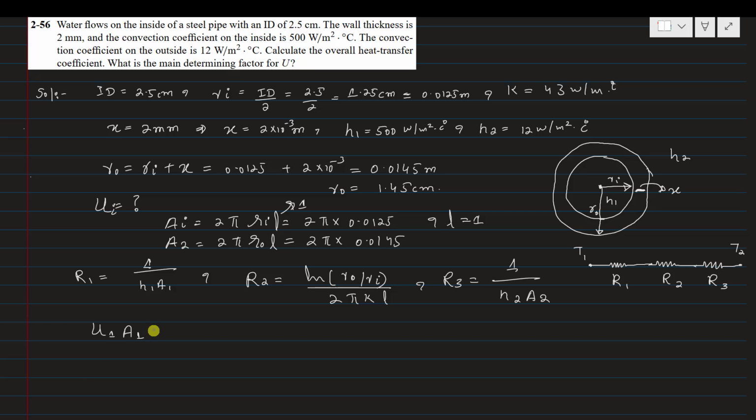Now the overall heat transfer coefficient based on the inside surface area is equal to 1 divided by the total resistance offered to the heat transfer, that is R1, R2, R3. So R1 is equal to 1 divided by H1 A1, A1 being the surface area inside the pipe, plus ln R naught divided by Ri, the inside radius, divided by 2 pi k, plus R3, that is 1 divided by H2 A2.